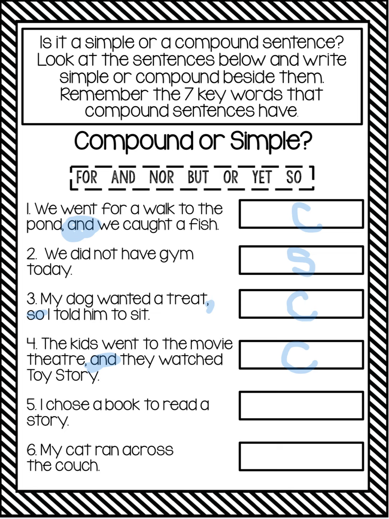Number 5, I chose a book to read. I do not see a comma or a FANBOYS word, so I know it is a simple sentence. Number 6, my cat ran across the couch. I don't see a comma, FANBOYS, or conjunction, so I know that this is a simple sentence.